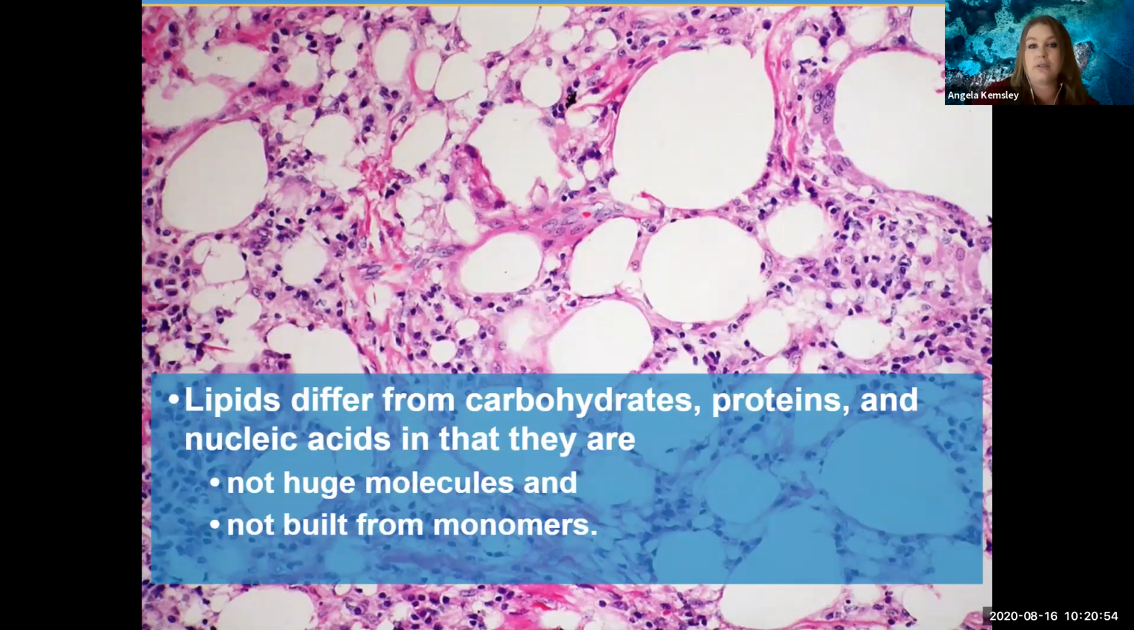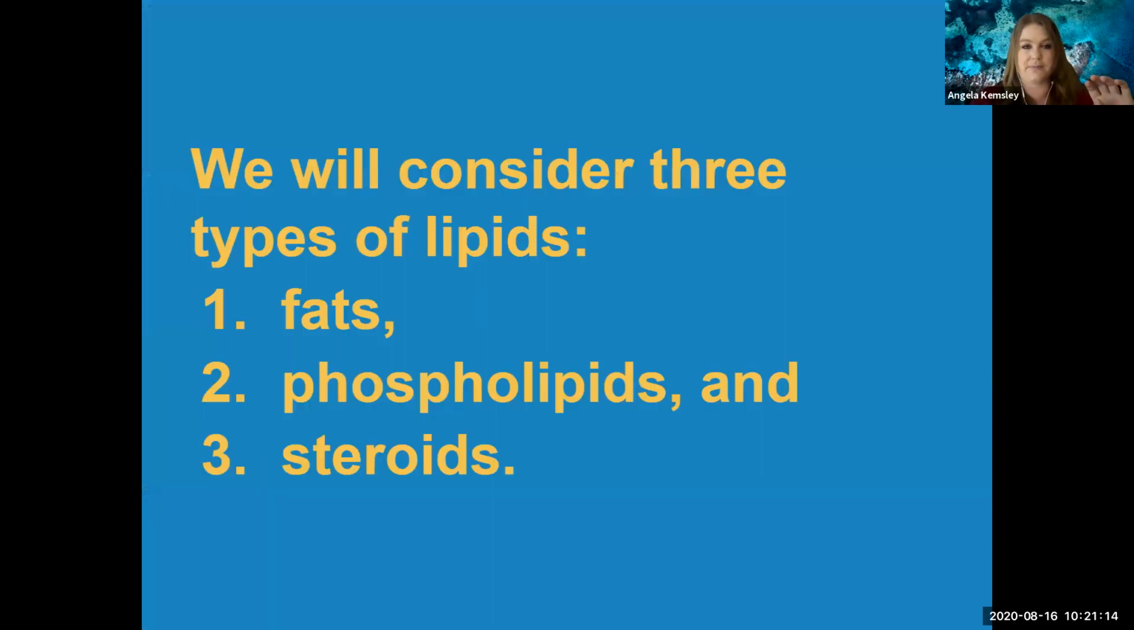Lipids differ from the carbs that we just talked about and from the proteins and nucleic acids that we're going to talk about, because they're actually not that big and they're not built from monomers. When we were talking about carbohydrates, carbohydrates had a bunch of little pieces that were linked together to form the carbohydrate. Lipids are a little bit different. Now we're going to talk about three types of lipids: fats, phospholipids, and steroids.